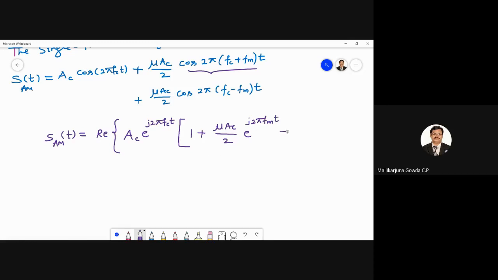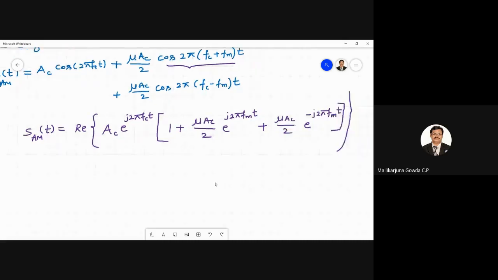So similarly, for the next term, I can write it as mu into AC by 2 into e power minus j 2π fmt. Yes, is this fine? Whatever I have written, only the real part.